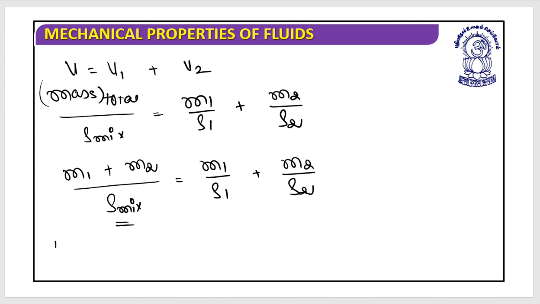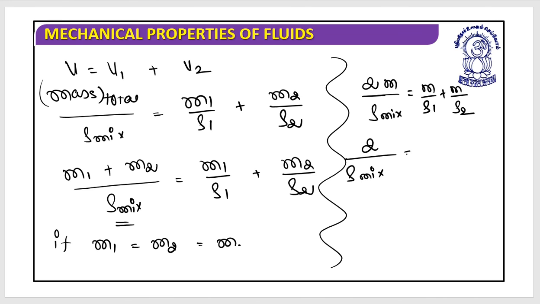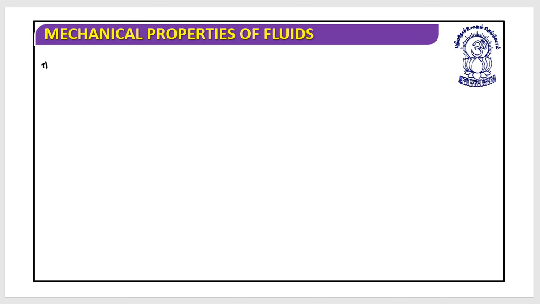As a special case, if I assume that m1 equals m2 equals m, then this can be written as m1 plus m2, which is equal to 2m divided by the density of the mixture. This is equal to m divided by rho 1 plus m divided by rho 2, and from this it's 2 divided by the density of the mixture, which is equal to 1 by rho 1 plus 1 by rho 2. I hope this is clear. Please keep this in mind.